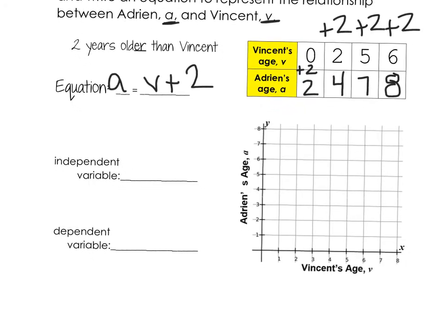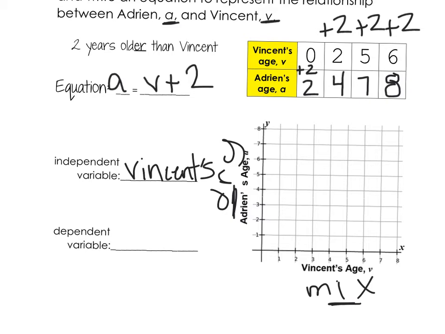So let's look here now. We have our independent and our dependent variables, so I need to make sure I label. I need to put my dependent for my Y and independent for my X. So remember, your dependent is your Y, your independent is your X. So if you look here, the independent variable would be Vincent's age. And our dependent variable would be Adrian's age.